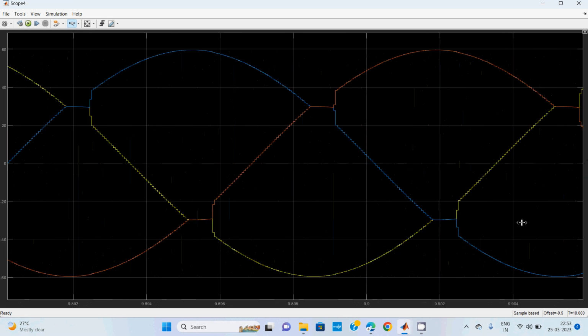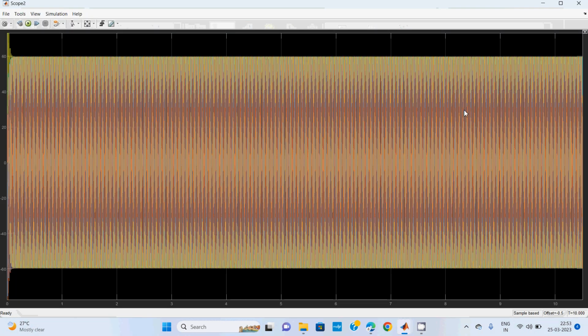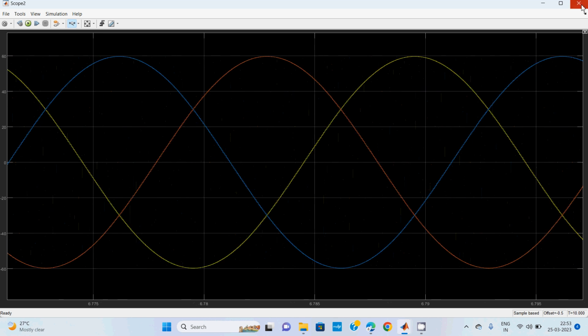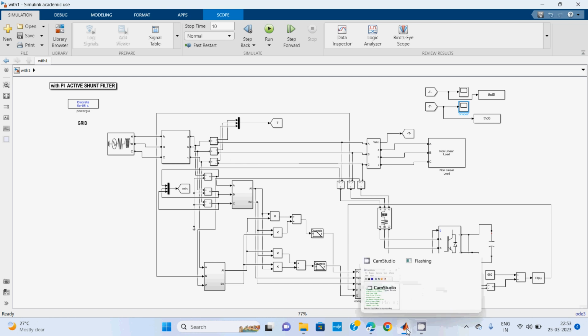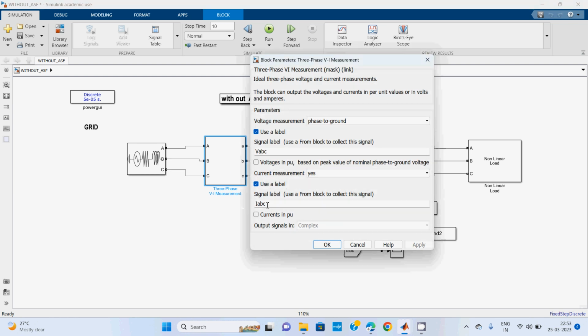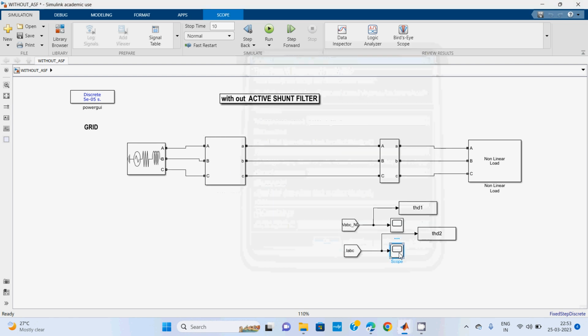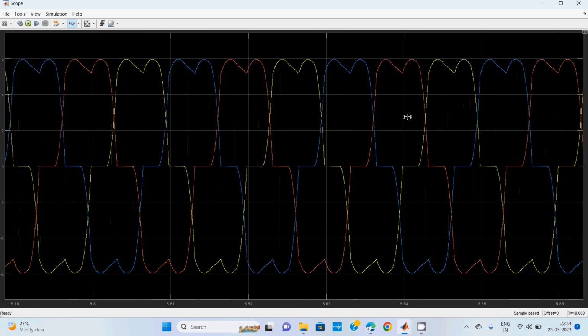And the current waveform. This is the sending end current. You need to check that this one is the sending end current. Iabc is the sending end current. Initially, without control, without any active power filter, the THD value will be large. It will be a larger value.